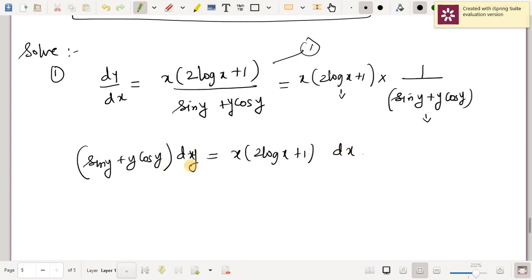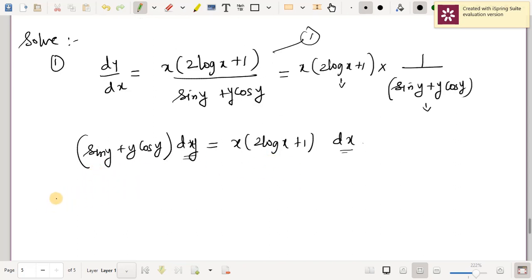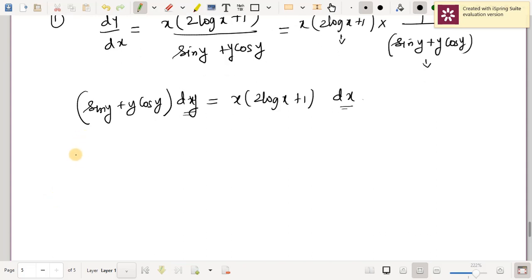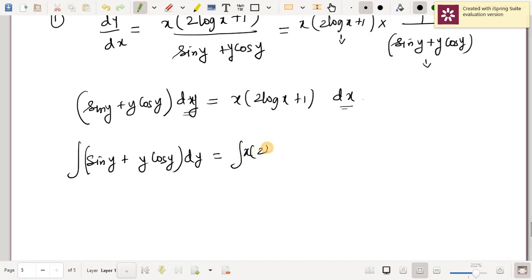As you can see, we have the function of y with dy and the function of x with dx. The dy and dx have to appear in the numerator. Now we can integrate this. Integrating, we get the integral of sin y plus y cos y dy is equal to the integral of x into 2 log x plus 1 dx plus the integral constant.